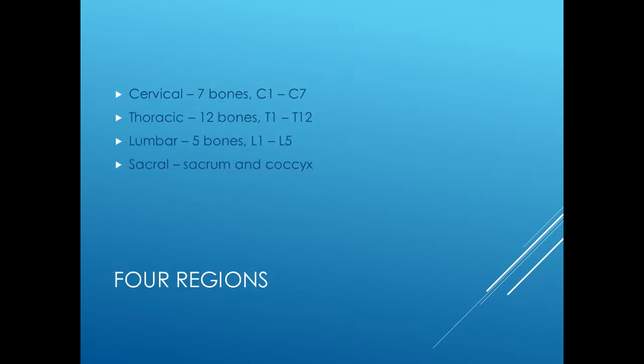All right, there's 4 regions. We talked about the cervical region, 7 bones, C1 through C7, thoracic, 12 bones, and lumbar, 5 bones. And then at the bottom, at the end, there's the sacral region, which holds the sacrum and the coccyx.